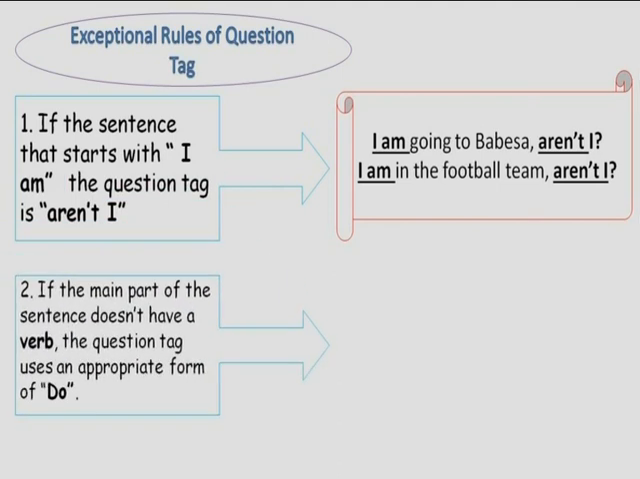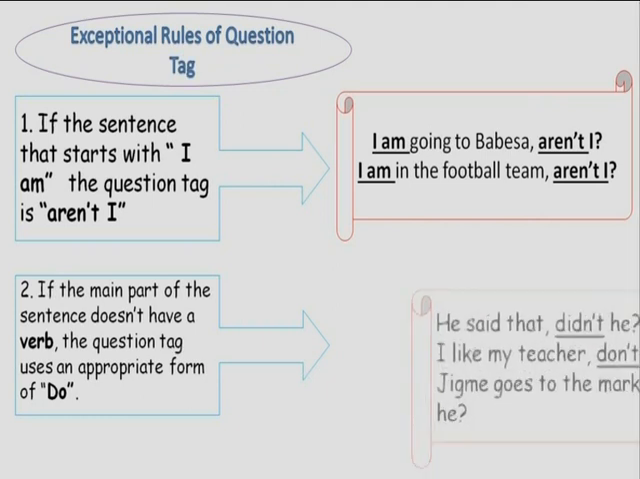Okay. We have exceptional rule number 2. If the main part of the sentence doesn't have a verb, the question tag uses an appropriate form of "do." Very important here. If the verb is not given in a sentence, then you should know that the question tag that we use is a form of "do." Okay, I'll show here.